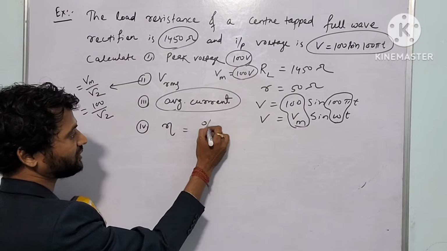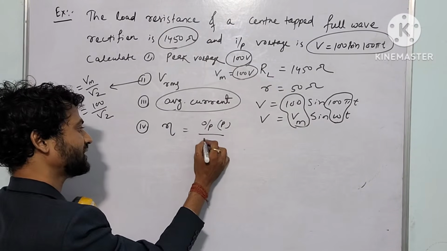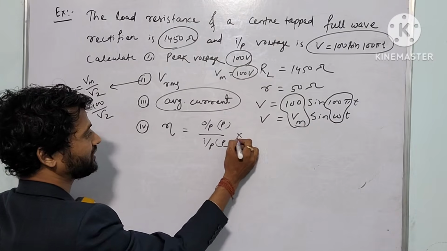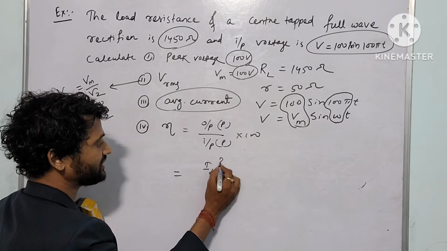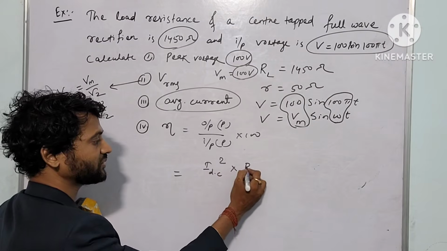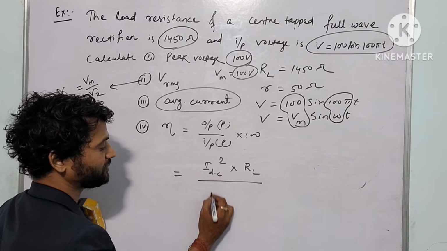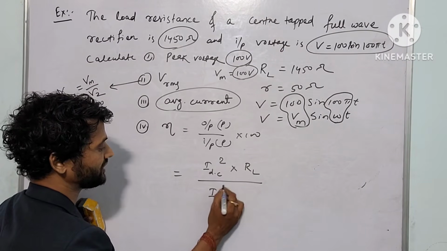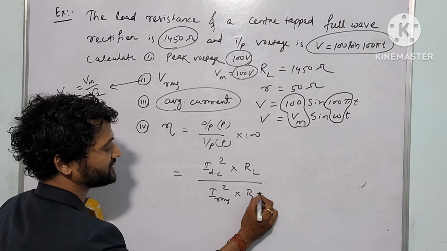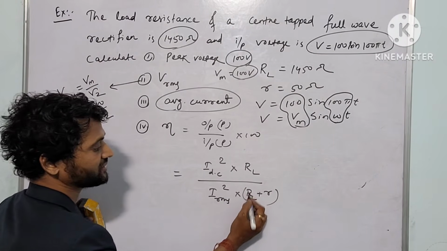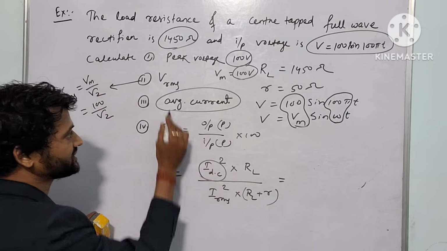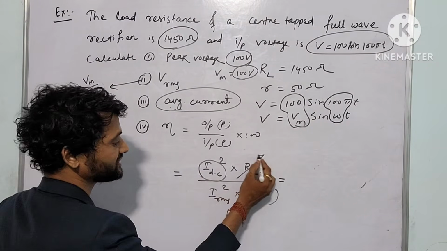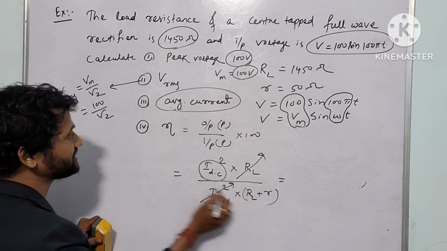Efficiency, as I've told, is the output power by input power into 100. So output power क्या होता है? IDC square, output current square into load resistance, by input power क्या है? IRMS square into the total resistance which is RL plus smaller. So IDC तो मिल गया था which is I average, ठीक है? RL is given. IRMS कैसे निकालोगे?